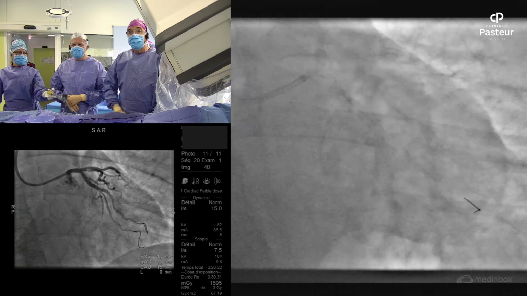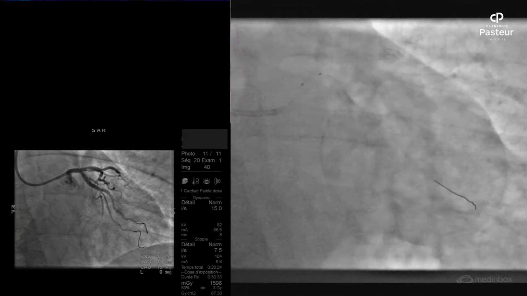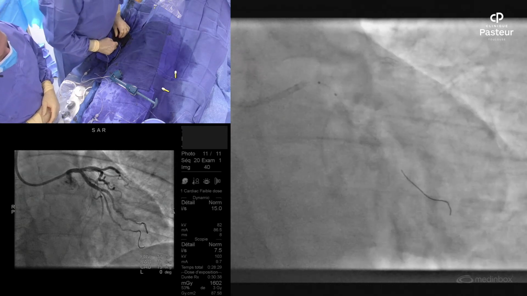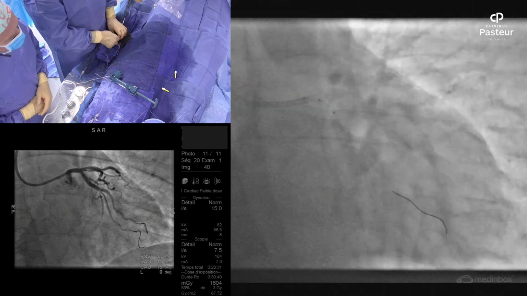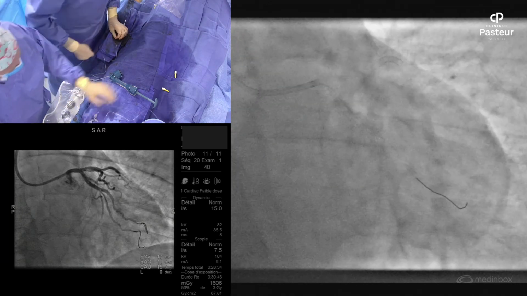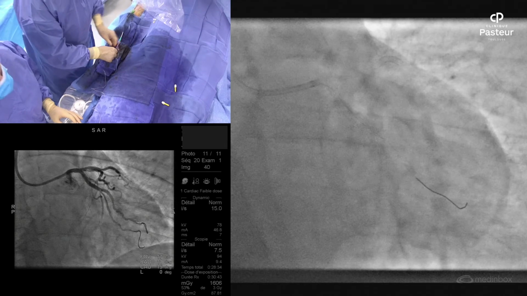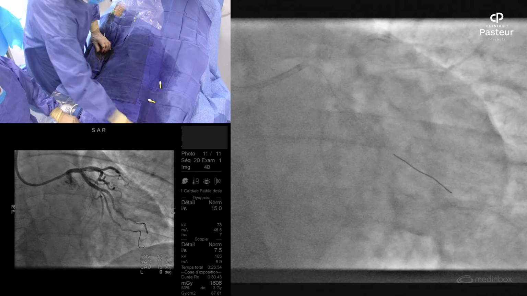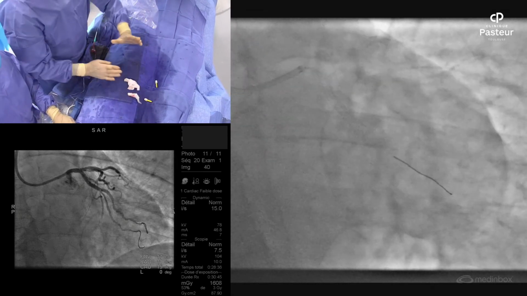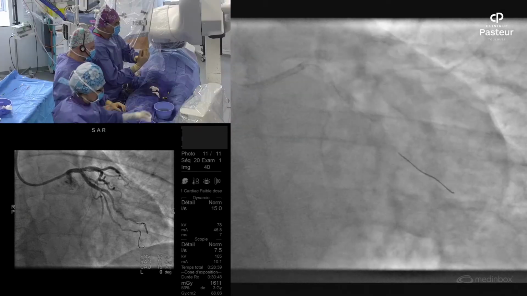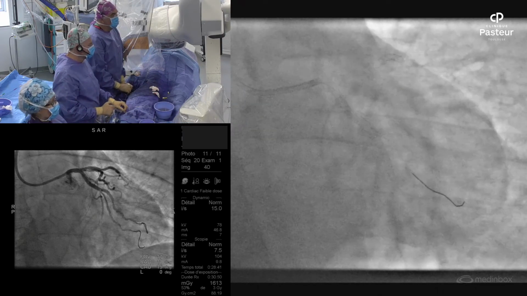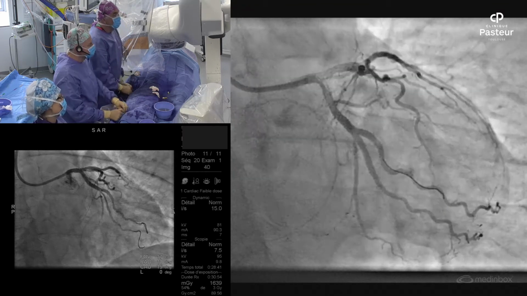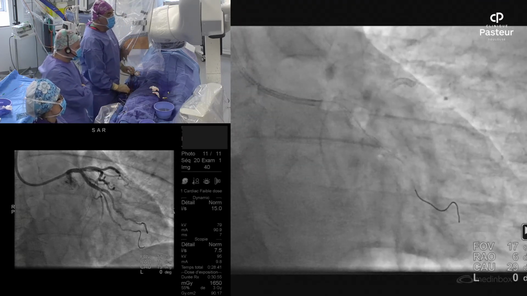Where is the balloon? It's coming. Now, it's okay. There is no lesion. I think the difficulty is given by the angulation between the guiding catheter and the circumflex. That makes the difficulty. Okay, we go. Beautiful. That's beautiful. And look, this has two good branches.